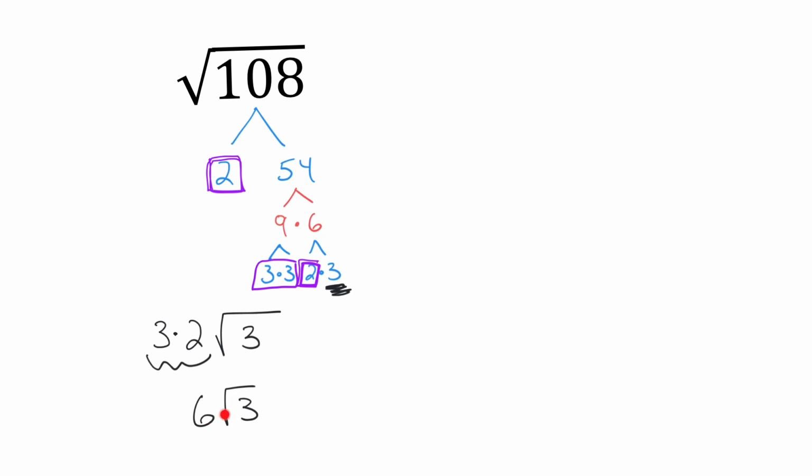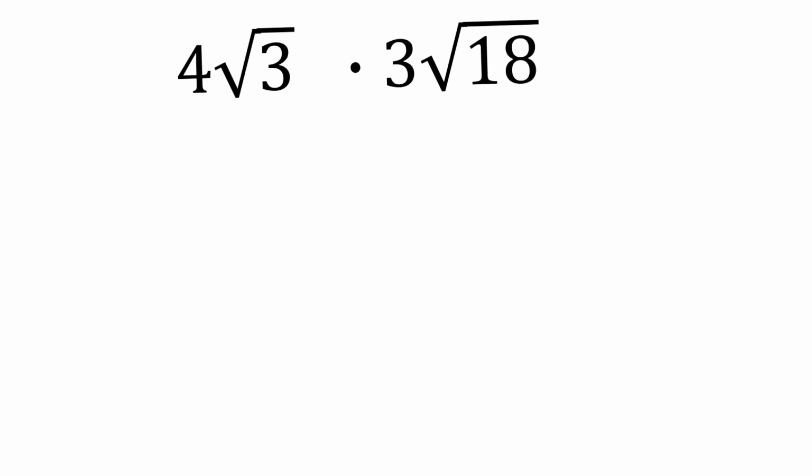Keep in mind that these two numbers are multiplying, 6 times the square root of 3, but the answer in radical form, which is an exact answer, is 6 square root of 3. So the next example I'm going to show you is when you are multiplying two different radicals, and you might have a number outside of the radical and obviously a number inside of the radical.